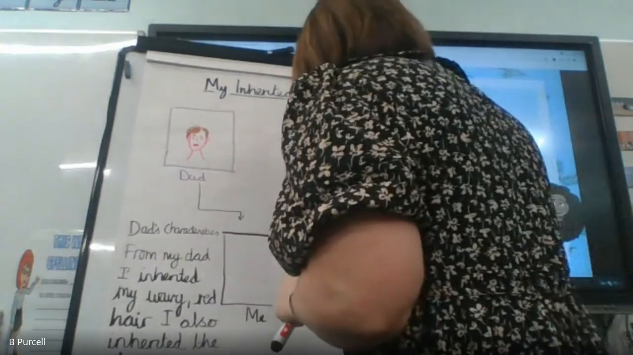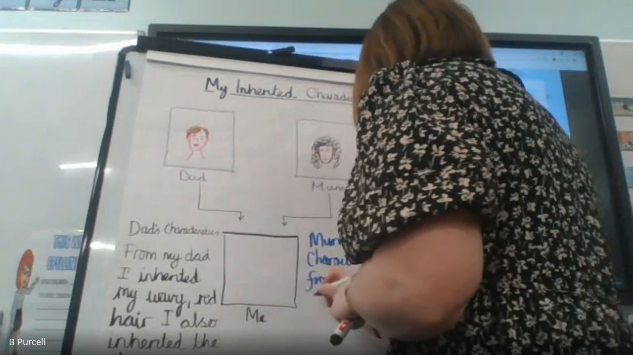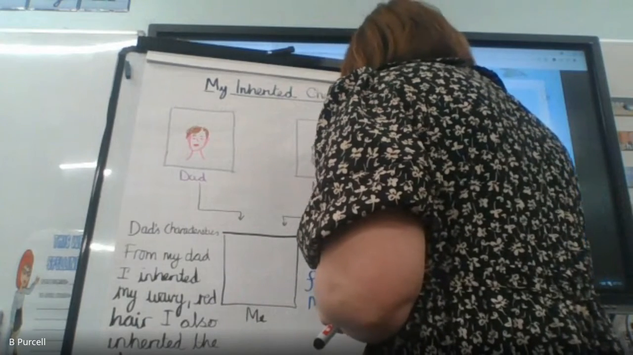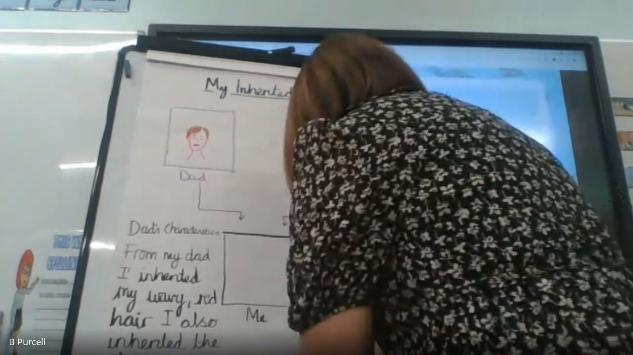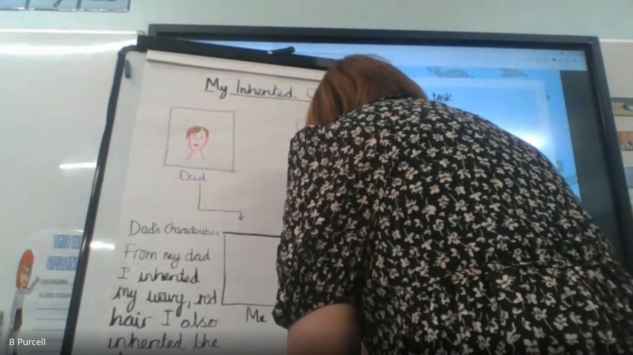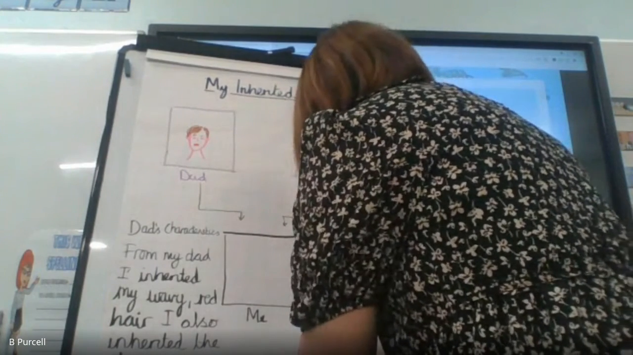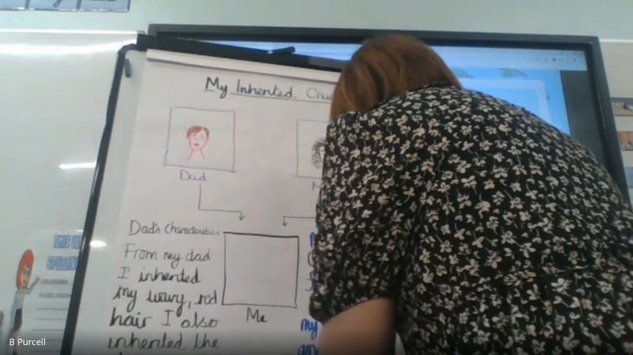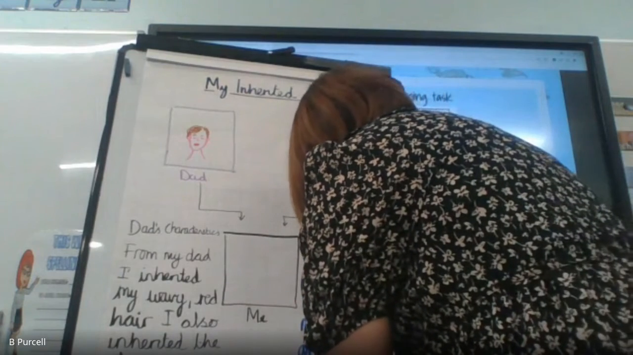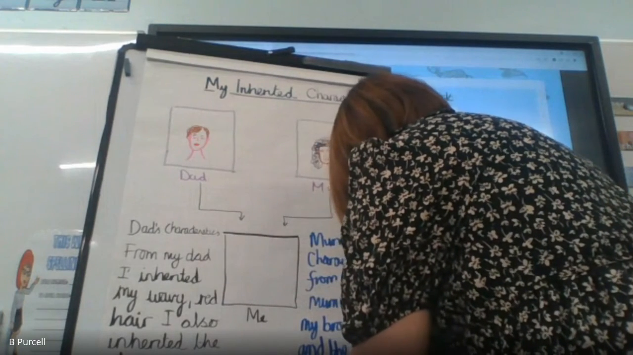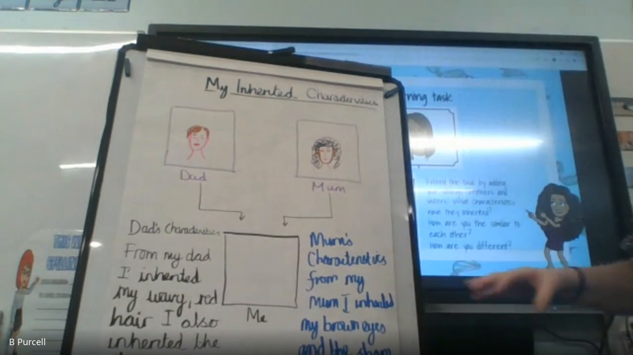And then mum's characteristics. Okay, and then you can say from, which should be a capital letter by the way, my mum, I inherited my brown eyes and the shape of my lips. Okay, so think about what you inherited from your mum.